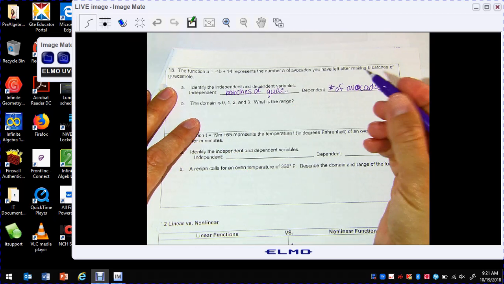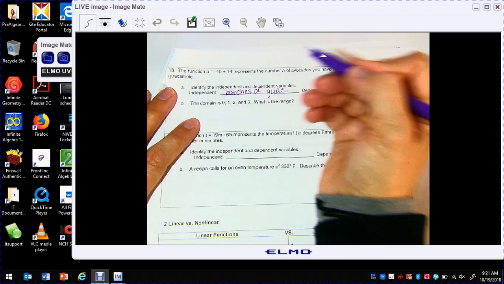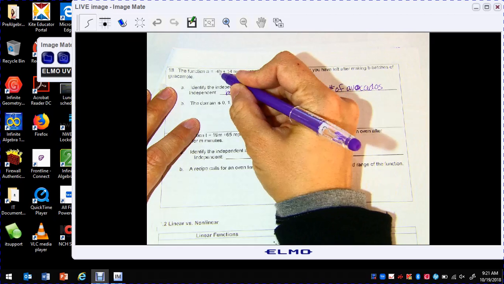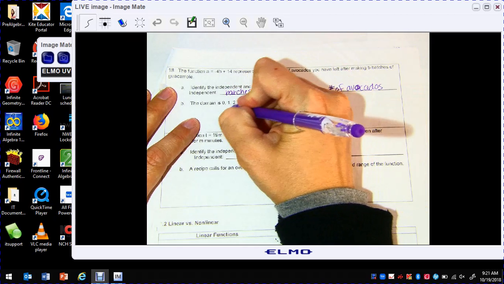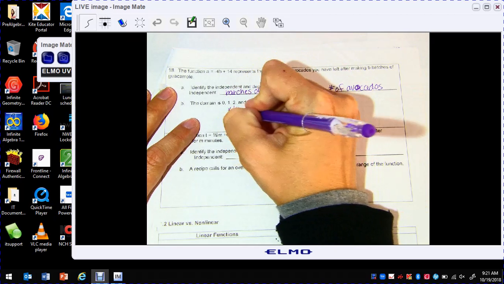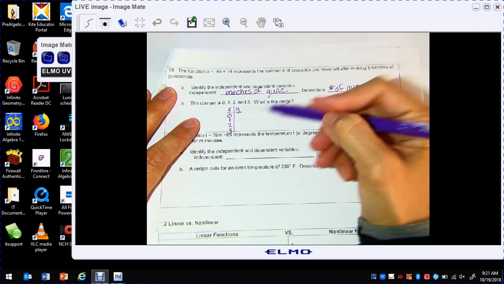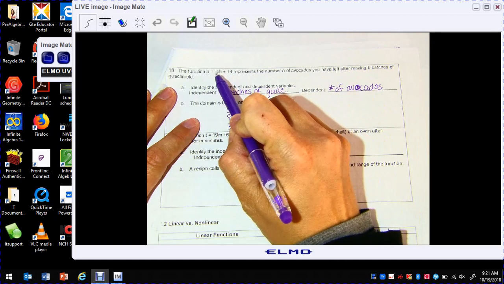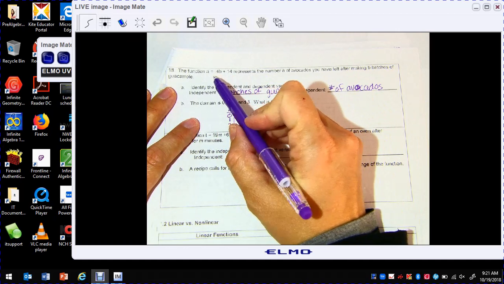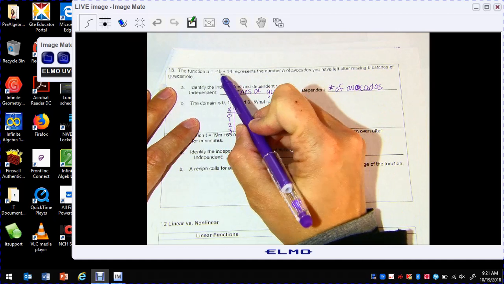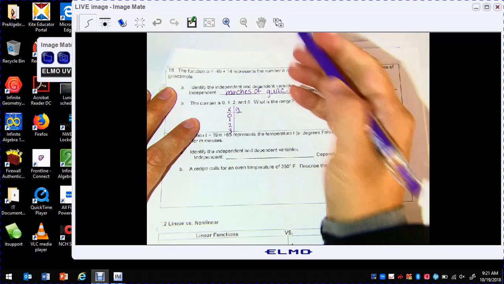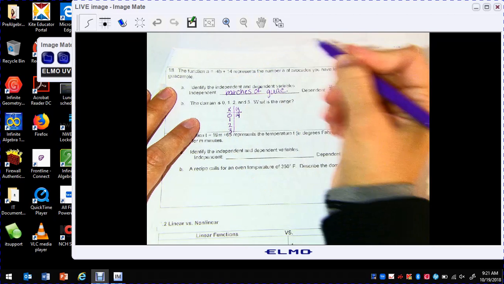So I'm going to plug them in. I'll just make a t-chart for this. I'm going to plug in 0, 1, 2, and 3. If I plug in 0, I have negative 4 times b, and I'm saying b is 0, plus 14. So that means I have 14 avocados to start with.